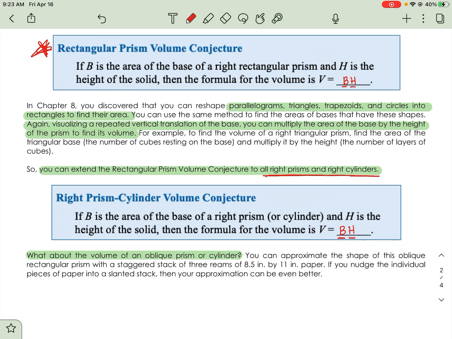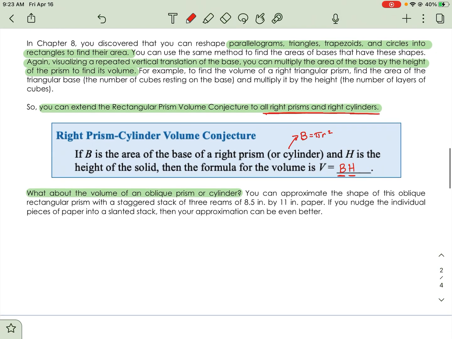So if you have a cylinder, you would find the area of the base, and that would be pi r squared. If you had a triangle for your base, the area of that base would be 1/2 base times h, or 1/2 base times height of the triangle.